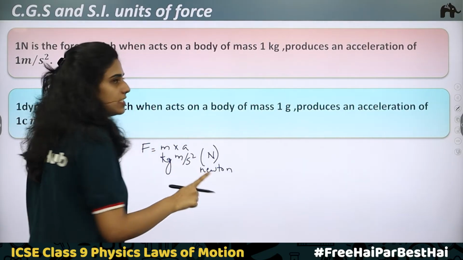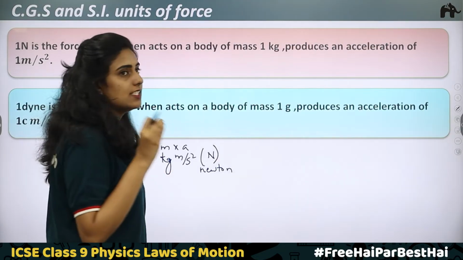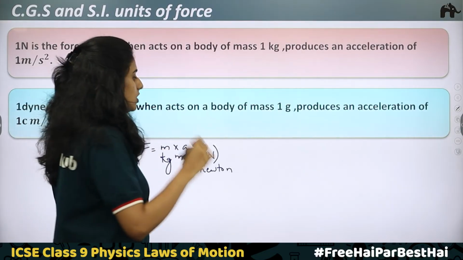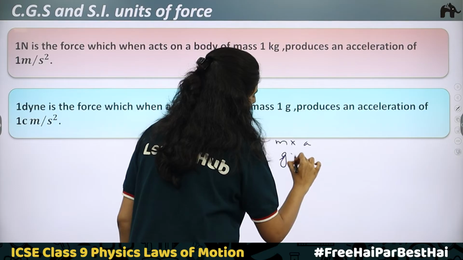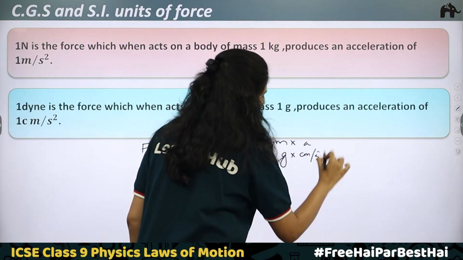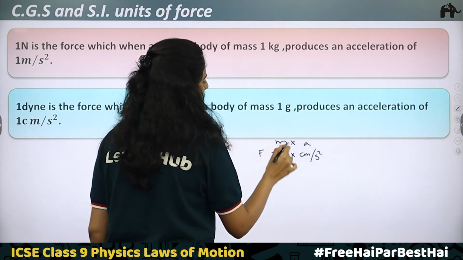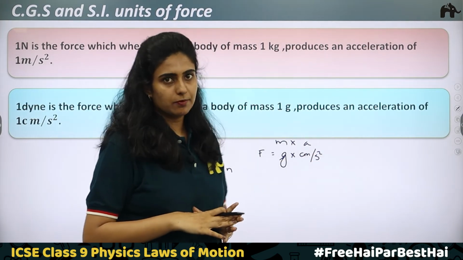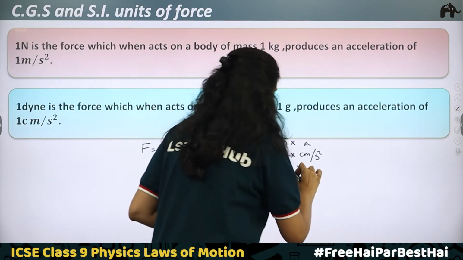Okay, we have studied the rules in the first chapter. Now, the C.G.S unit is when length is in centimeters, mass is in grams and time is in seconds. So, here mass into acceleration, gram into centimeter per second square. So the unit of force in C.G.S unit will be gram into centimeter per second square. Okay, this gram centimeter per second square is dyne.